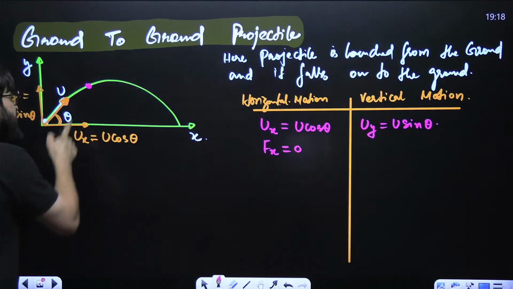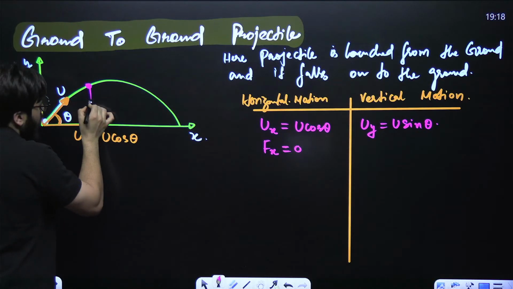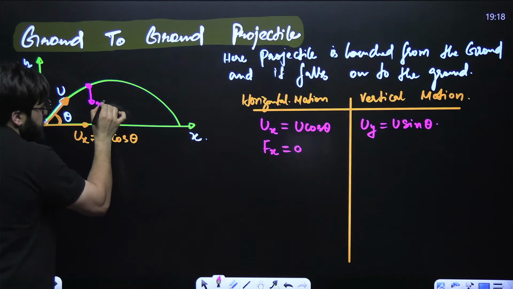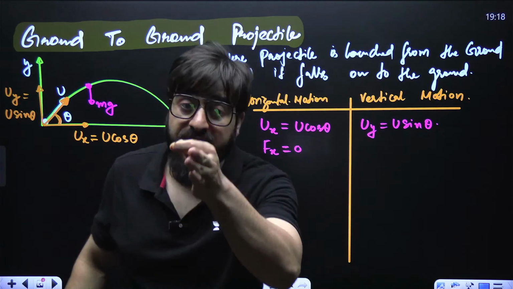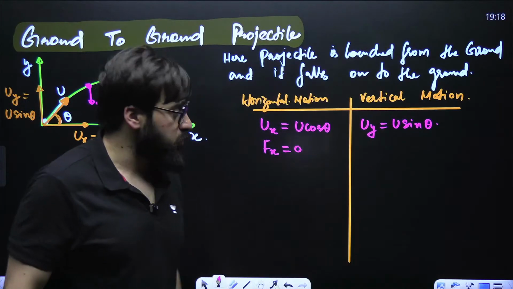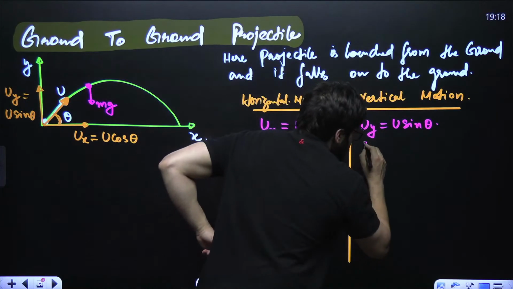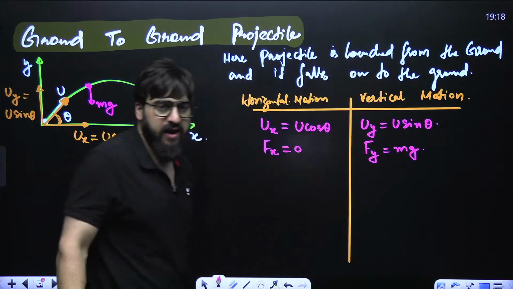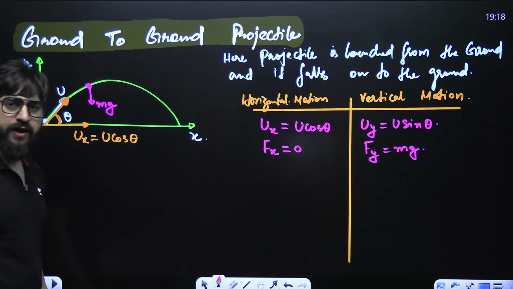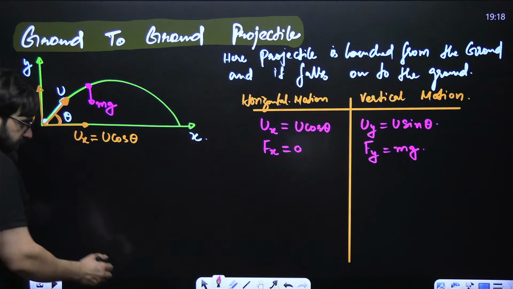And when it comes to the y direction, guys, everybody knows, sir, there is a force which is acting in the downward direction. That is mg, gravitational force. And I can write over here force in y direction is what? That is m into g. Okay. Now guys, tell me one thing.